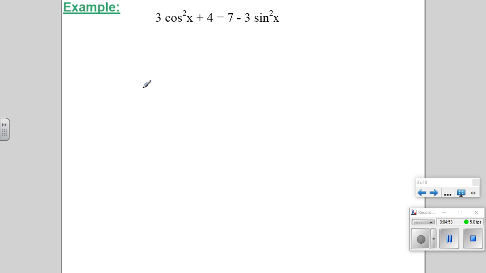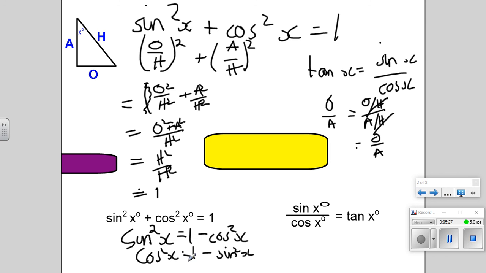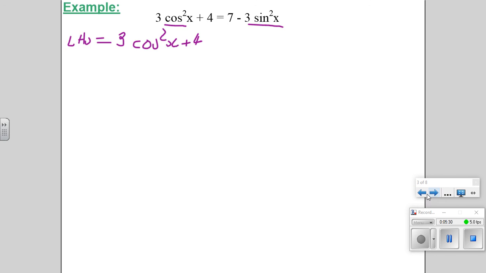Okay, so we have 3 cos squared x plus 4 equals 7 minus 3 sine squared x. What I'm going to do is say that I have my left-hand side, and my left-hand side is equal to 3 cos squared x plus 4. What I want to do is create a situation where that cos squared x somehow appears as a sine squared x. And how I'm going to do that is by looking back, I know that cos squared x is equal to 1 minus sine squared x. So I'm going to swap out that cos squared x for a 1 minus sine squared x.